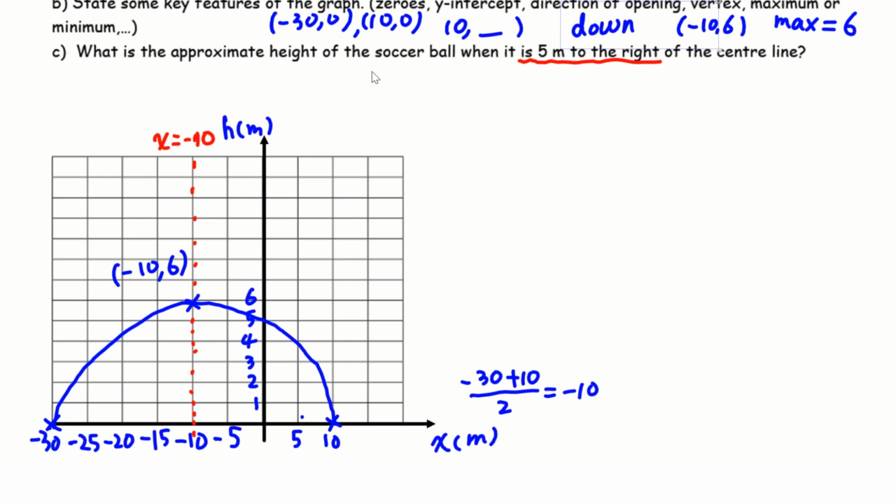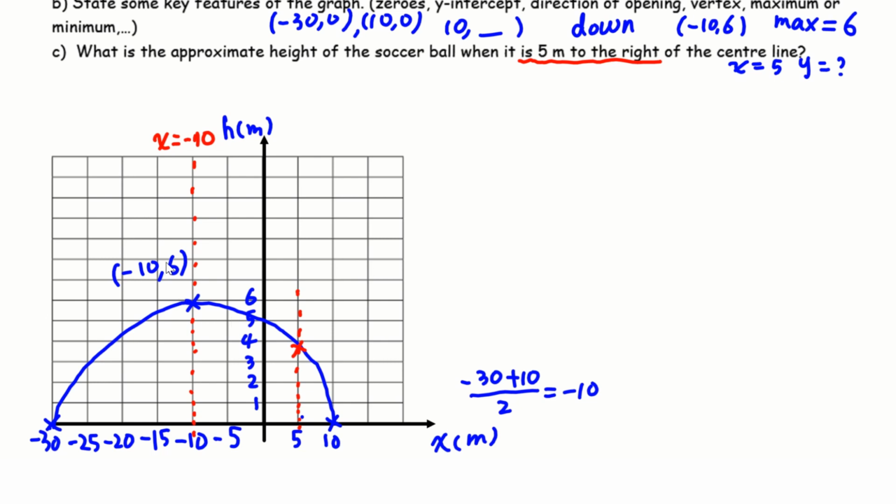So question C asks you what's the approximate height when the soccer ball is at 5 meters to the right of the center line. So we need the equation of this path, then we could sub in x equals 5 to find the y value. So the height unknown means you are looking for the y.